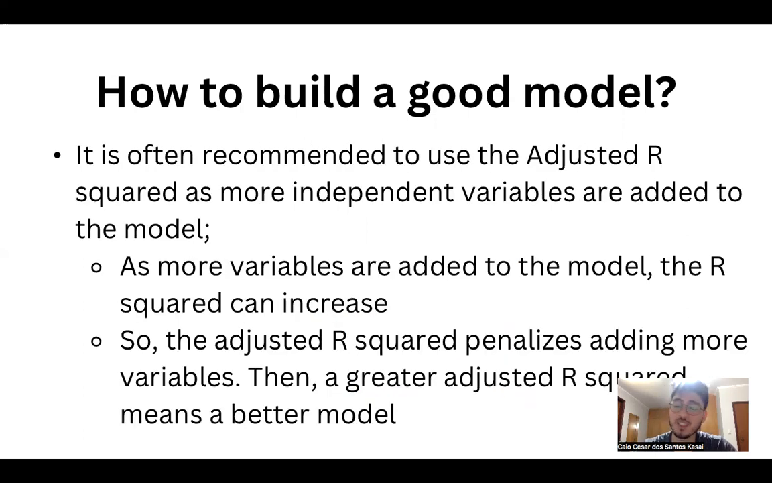It is often recommended to use the adjusted R-squared, because the more independent variables are added to the model, the greater the R-squared can be. So the adjusted R-squared penalizes adding more variables. Then a greater adjusted R-squared means a better model, and that is one thing to look at carefully.